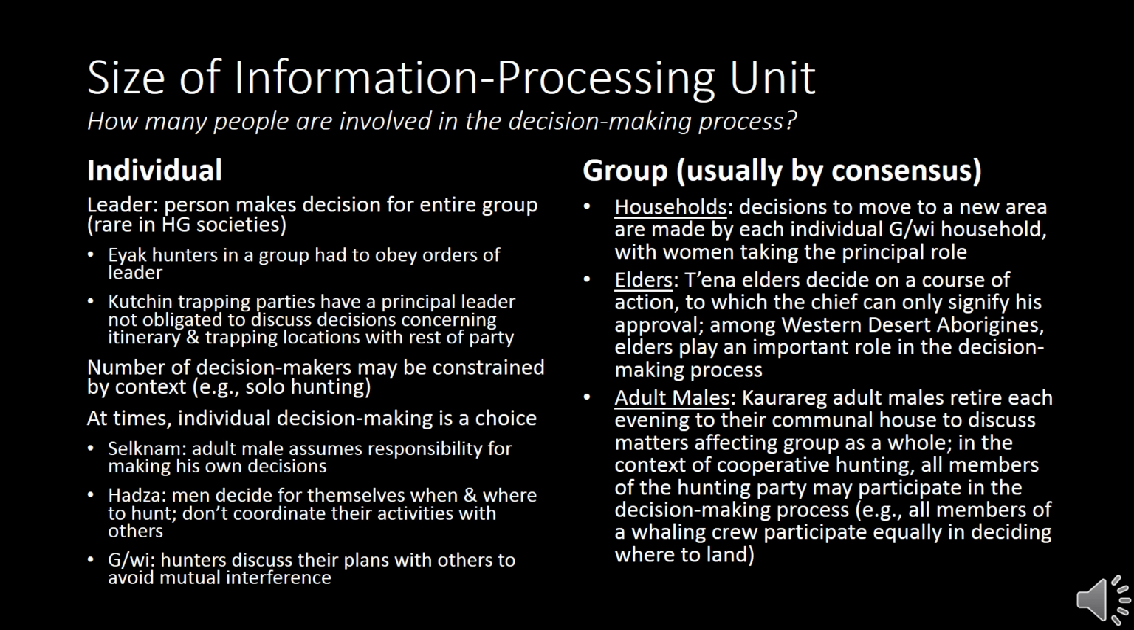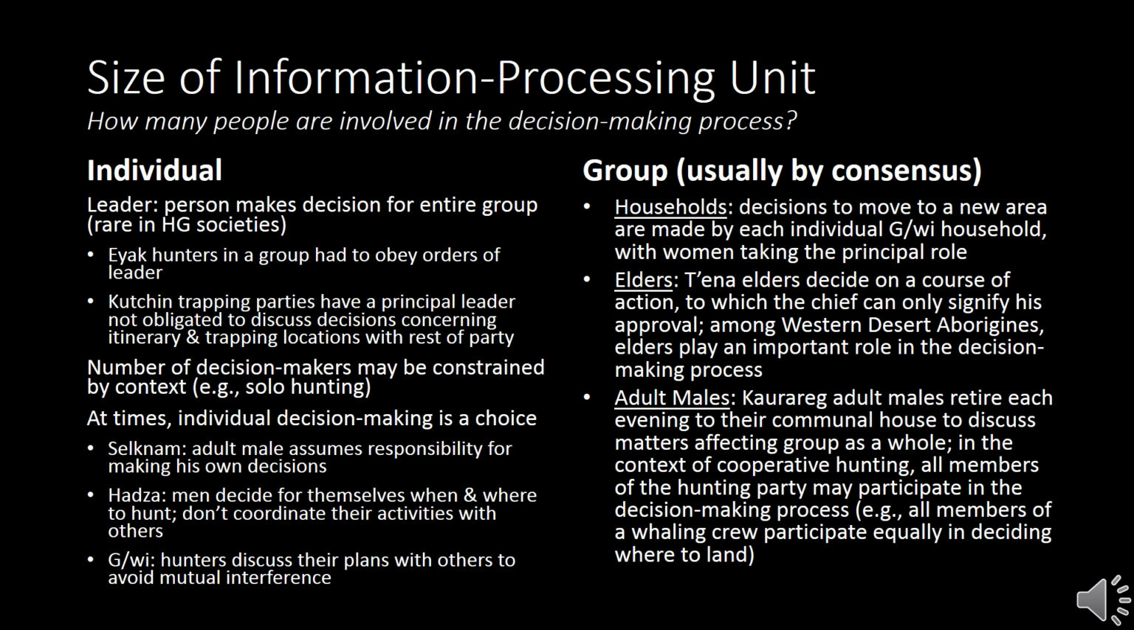Group decisions are usually made by consensus. The group making the decision may vary depending on the customs of the society or on the nature of the decision being made. For example, among the Gui, decisions to move to a new area are made by each individual household, with women taking the principal role. In other cases, decisions may be made by the elders of the group. For example, Tena elders decide on a course of action, to which the chief can only signify his approval. And among Western Desert Aborigines, elders play an important role in the decision-making process.